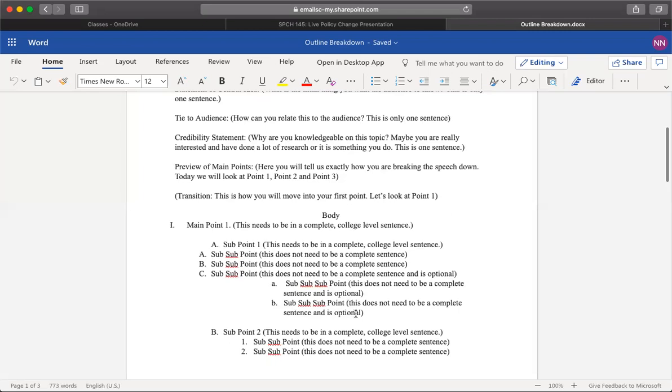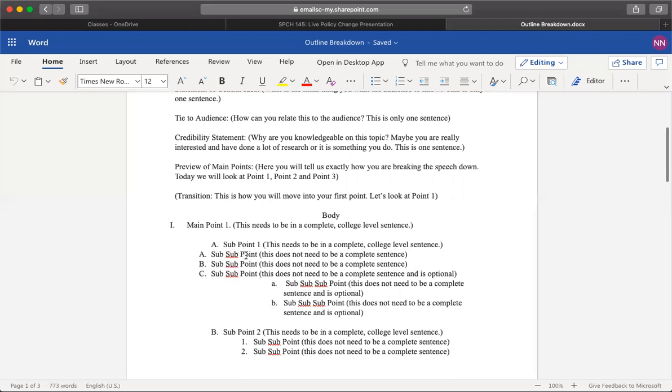So this is where we're going to get really fun, you guys. For every main point, I would like you to have at a minimum two subpoints. So this is going to be this thing right here. This needs to be a complete college level sentence, okay? Now, if you're going to branch off a little bit more, you may need a couple more points. And I'm going to provide you guys with at least one example of all of these things, of a speech for each type of speech, so you have an idea of what it's going to look like.